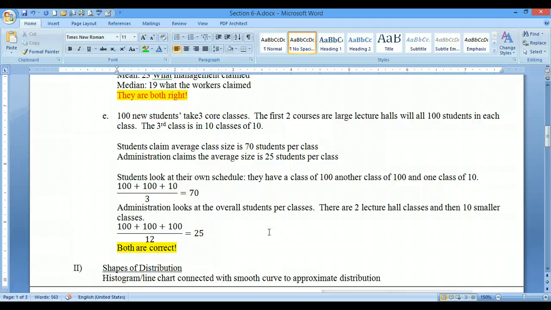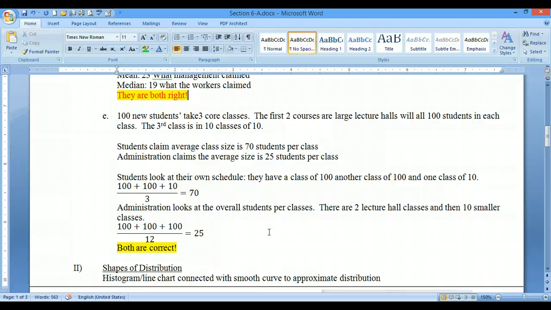Let's move to the next one. I have 100 students that are taking 3 core classes. The first 2 courses are very large lecture halls with 100 students in each class. The third class is 10 classes of 10 students each.